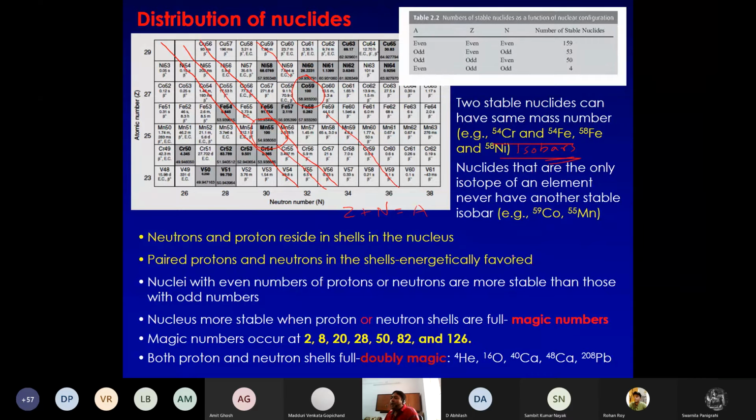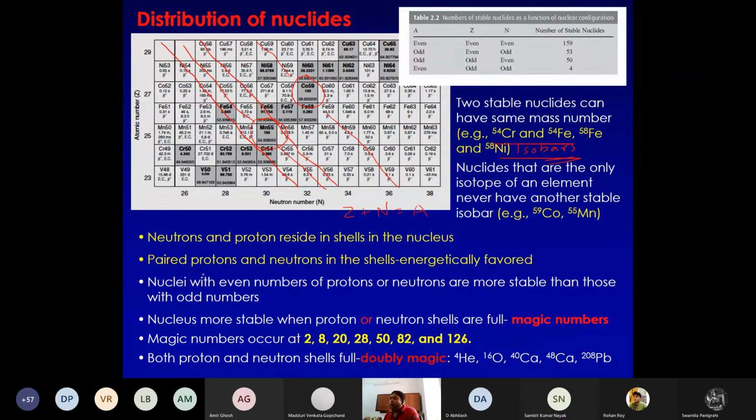Whenever you have paired protons and neutrons, the reason is that protons and neutrons are fermions. Fermions are particles which have half-integer spin, as compared to bosons, for example, which have integer spins.